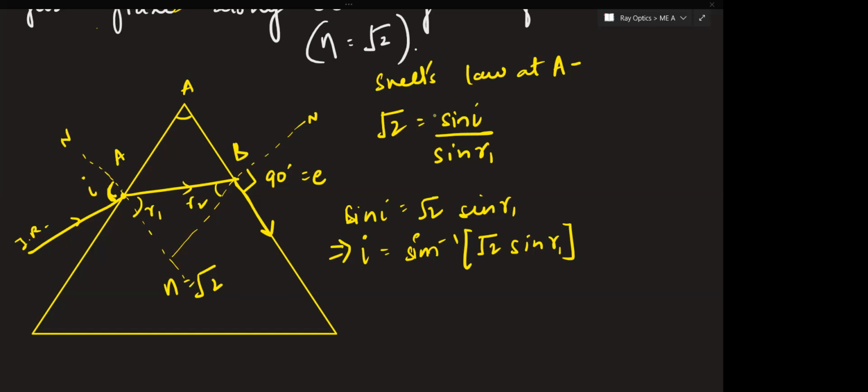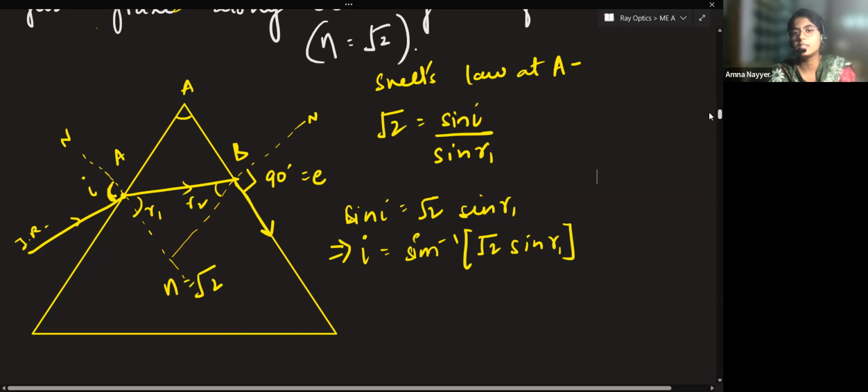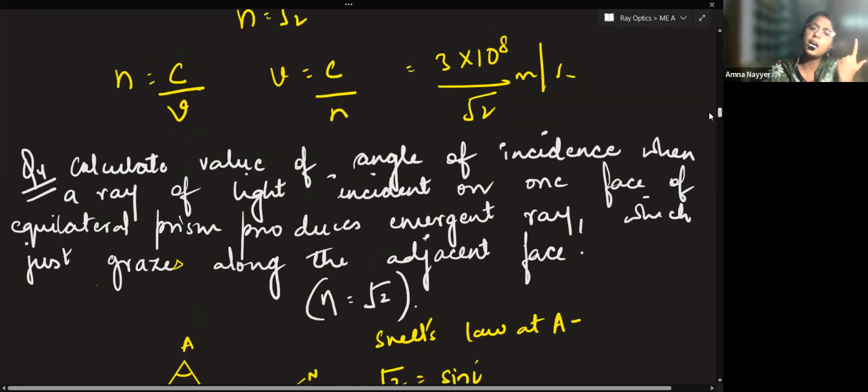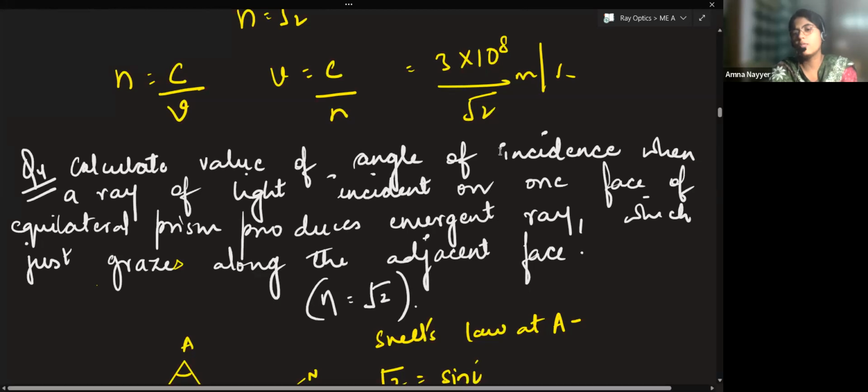We need to find the value of sine R1. Good, Atif. That is correct. Sine R1. See, is there any mention of R1 in the question? This I had written on my own. Calculate the value of angle of incidence. Root 2 is given. Angle of emergence is given as 90 degrees. Angle of incidence was just R1, R2. It had no mention of R1 and R2.